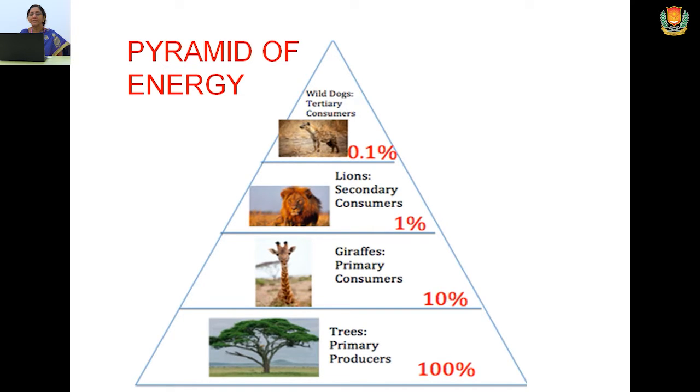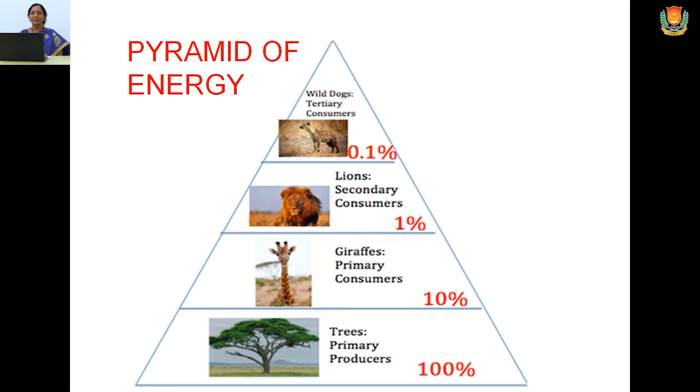Now, one more example we can see in pyramid of energy. Here we can see that the producers are the green grass, which are eaten by the grasshoppers, which consume only 100 kilocalories. The mice which eat the grasshopper also consume only 10 kilocalories. And finally, you can see the hawk which eats the mice and it utilizes only 1 kilocalorie.